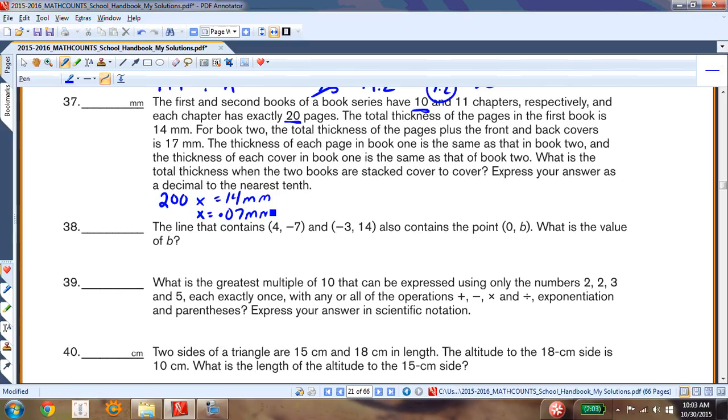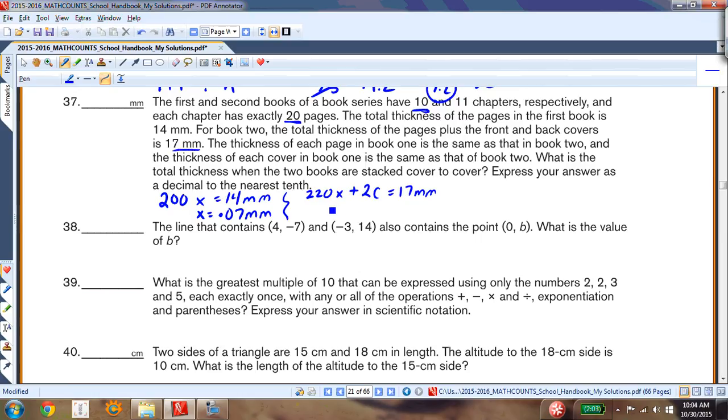Now I need to find out the thickness of the covers. So for the second book, I know that 220X, because the second book has 11 chapters, each with 20 pages. It has 220 pages. So the width of just the pages is going to be 220X plus twice the covers. I'll call that C, twice the width of the covers, because there are 2 covers. This is equal to 17 millimeters. Where's that? It's right here. Because the total thickness of the pages plus the back covers is 17 millimeters.